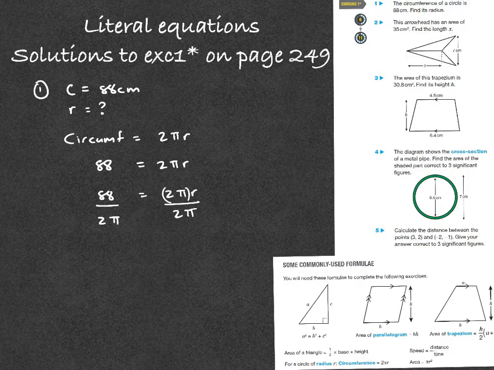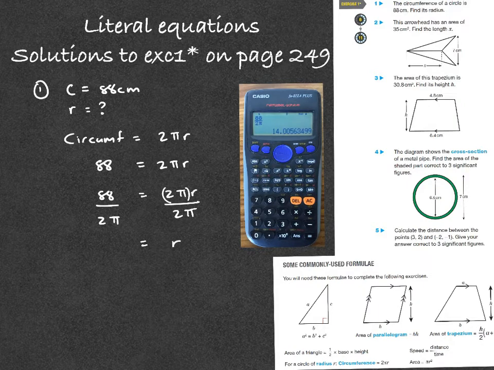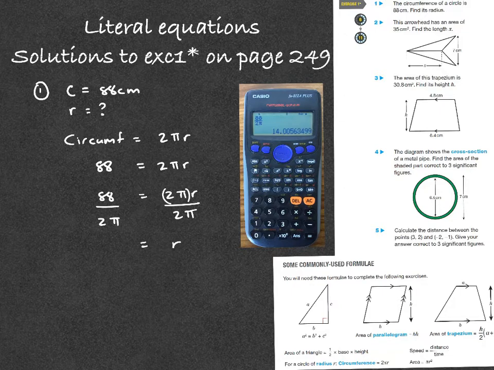And it's not 3.14. And it's not 22.7. So how do you do that? You just type that in your calculator. 88 divided by 2 pi. And that gives you 14.005. So we can round off to 14. The radius is then 14 centimeters.